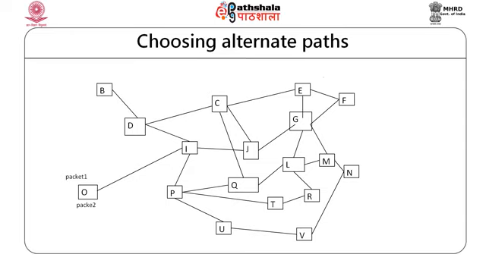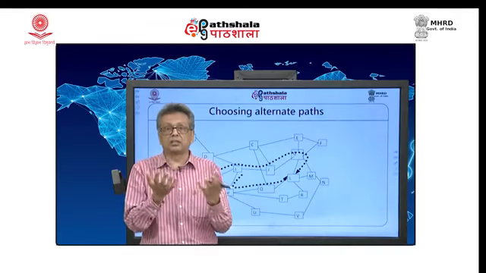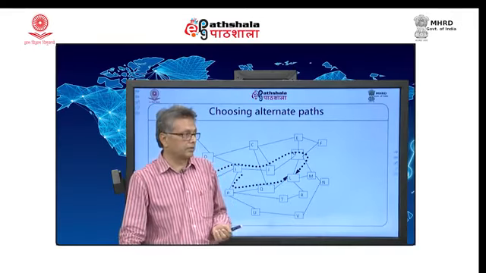Choosing alternate paths. It is quite possible that two packets may choose different paths. Here is an animation which is showing this. You can see that the first packet is going through one path, its sender is O, receiver is L, but the second packet takes some other path. You can see it is the other path. This is the path the first packet took, and this is the path the second packet took. It depends on the routing table change at I. That happens because meanwhile, the routing table of I changes to something else.